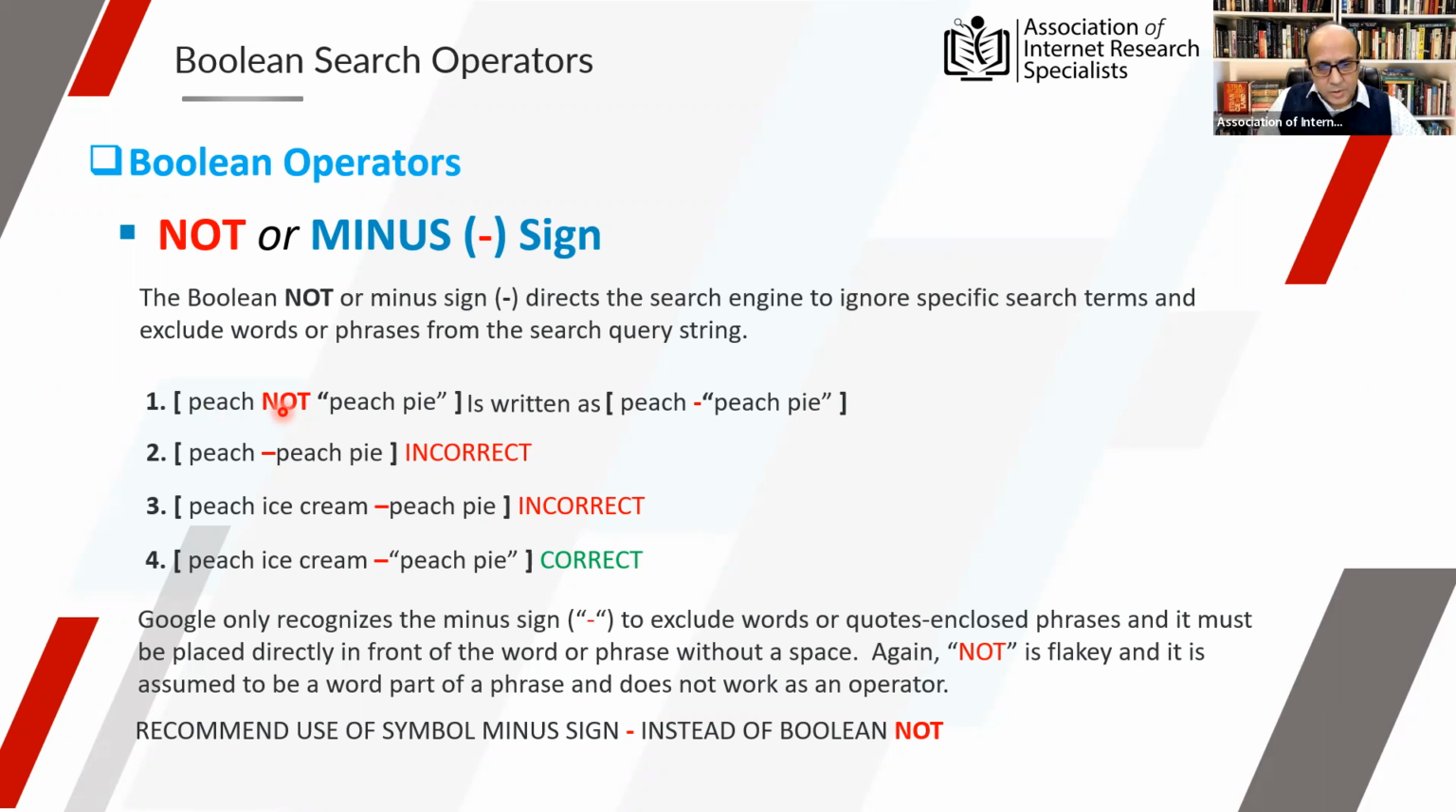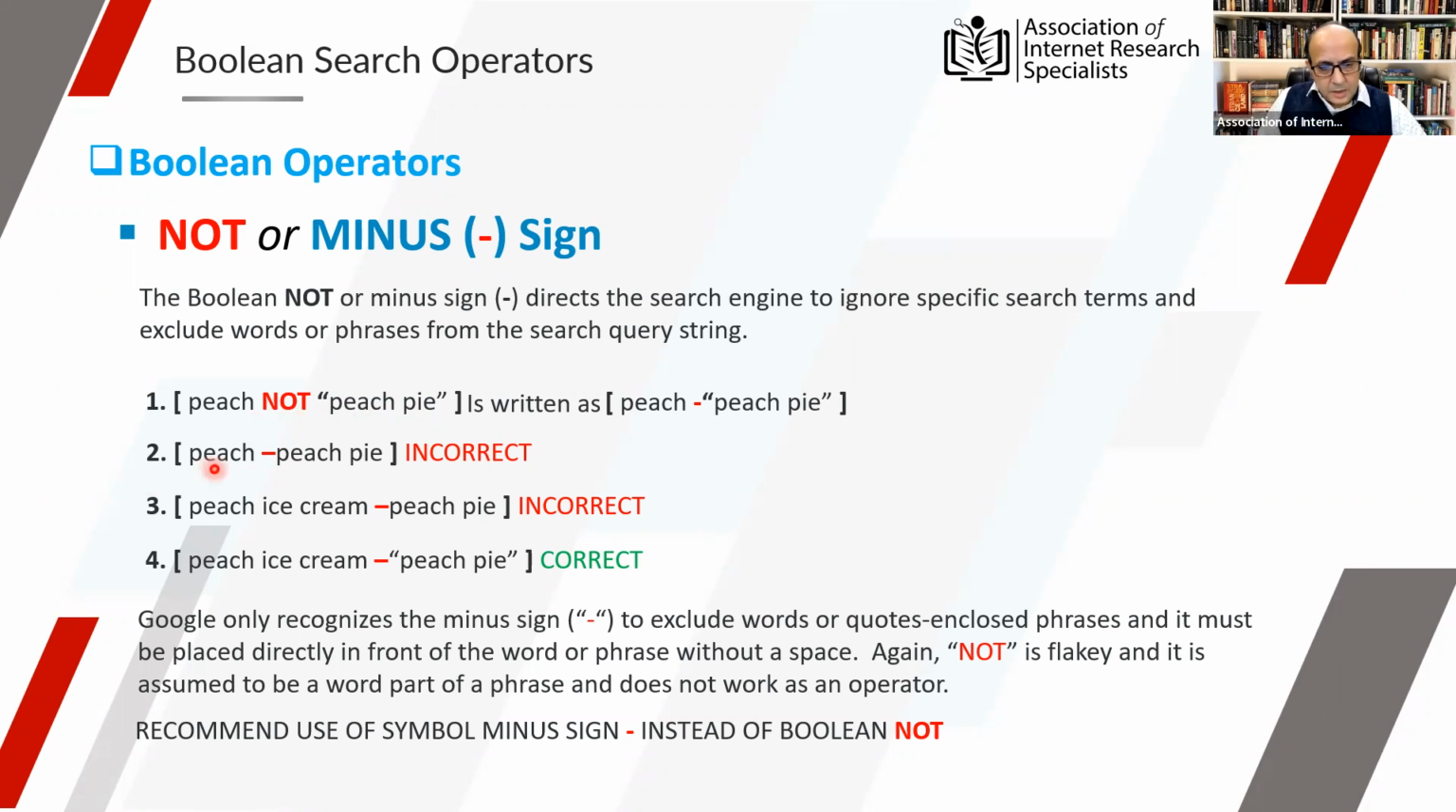But just to give you an idea of how excludes work, anything that is going to exclude any term is going to fall on the right-hand side of it. So any notation or any symbol that you use to get rid of the term has to be placed on the right-hand side, just as we did over here. So peach pie is something that has to be on the right. However, because NOT does not work, we would have to replace it with a minus sign.